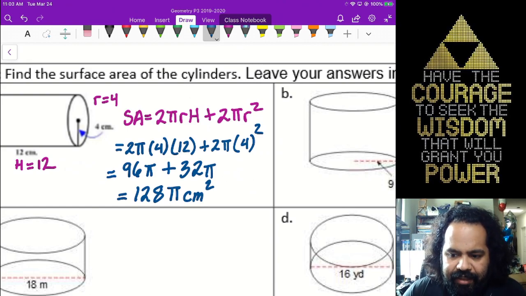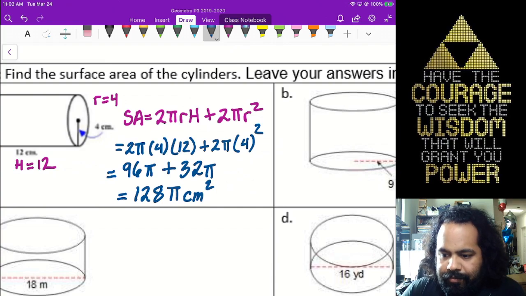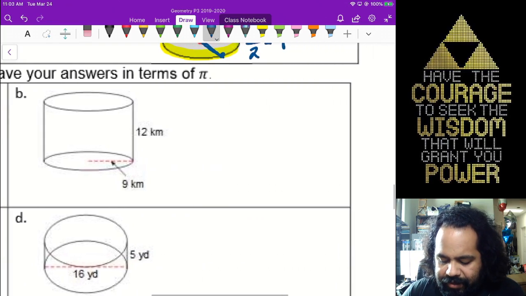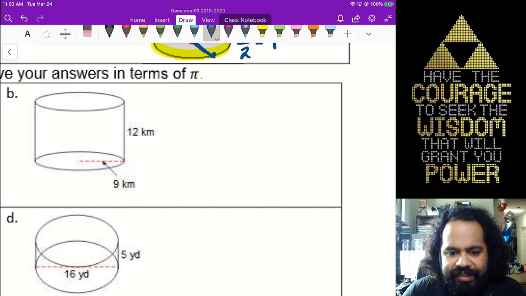I would like you to try letter B on your own. It's the exact same thing as letter A. So try it on your own. Make sure you get the right answer. It's just a straightforward plugging in.